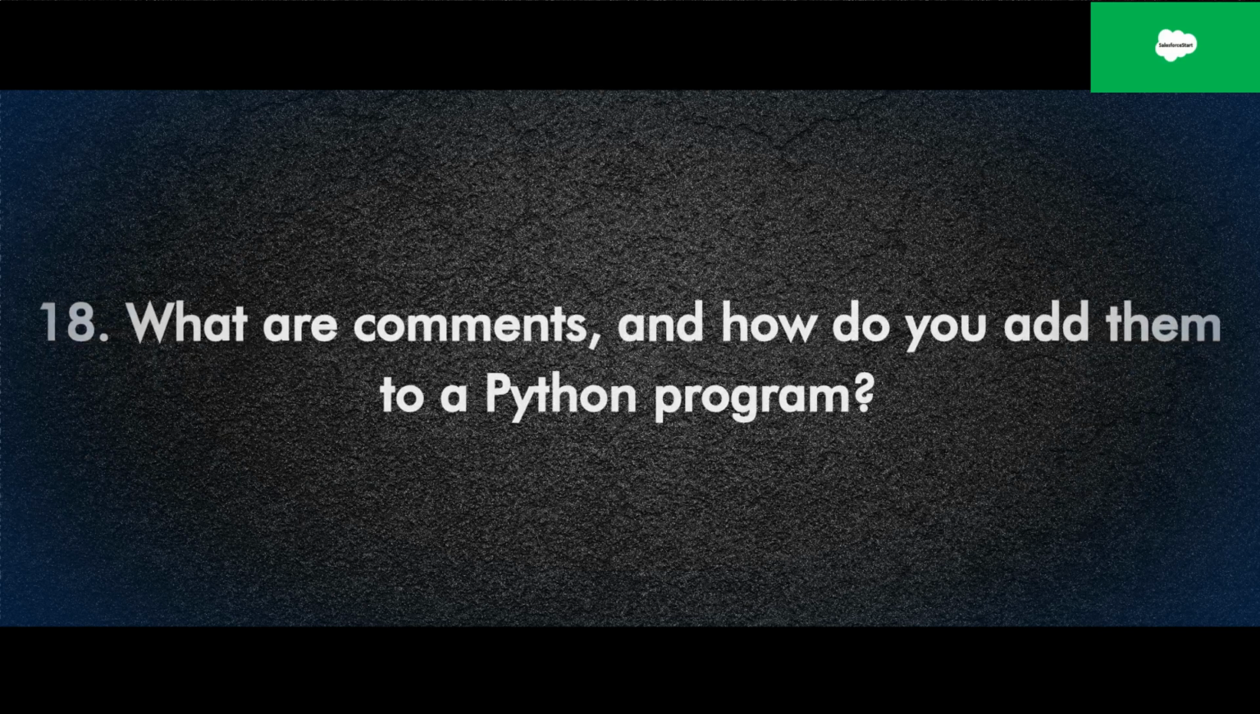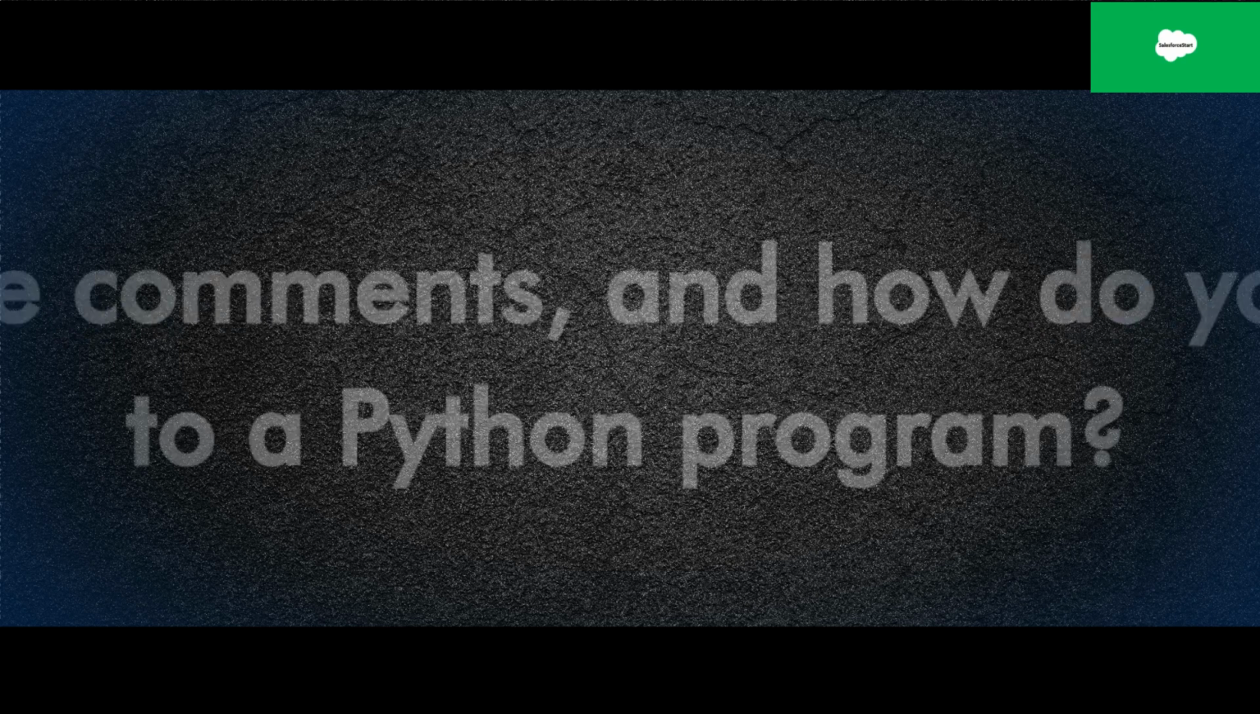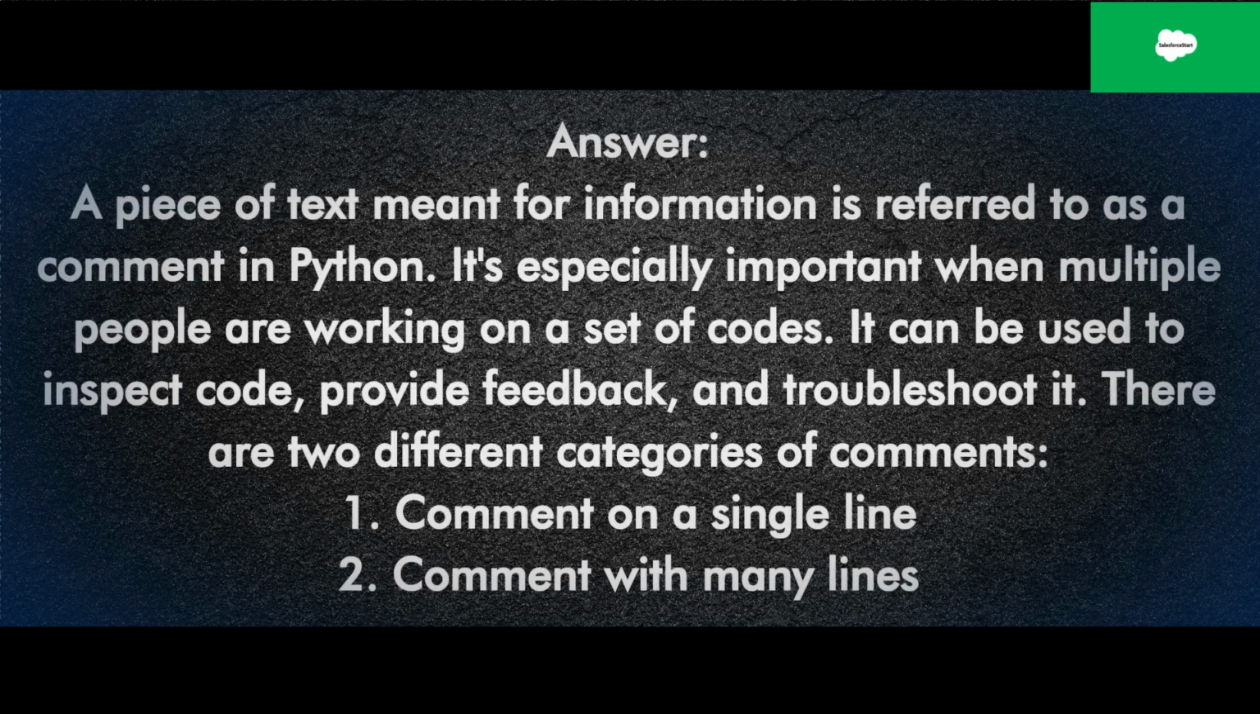18. What are comments, and how do you add them to a Python program? Answer. A piece of text meant for information is referred to as a comment in Python. It's especially important when multiple people are working on a set of codes. It can be used to inspect code, provide feedback, and troubleshoot it. There are 2 different categories of comments. 1. Comment on a single line. 2. Comment with many lines.